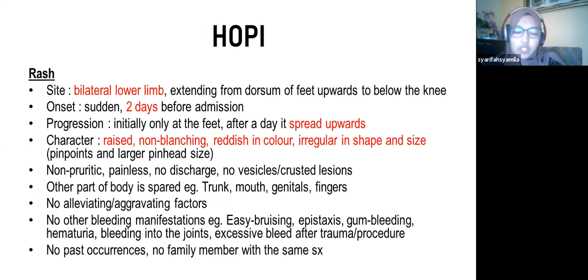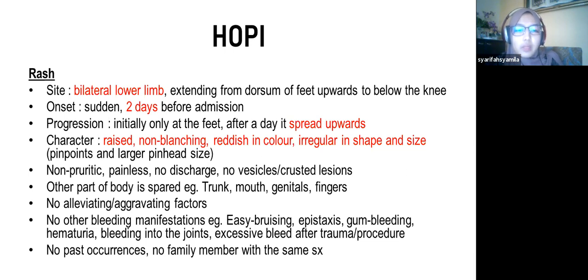The character of the rash is described as raised, non-blanching, reddish in color with irregular shape and size, where the mother described some being pinpoint and some being a larger pinhead size. The rash was non-pruritic, painless, with no discharge and no vesicles or crusted lesions. The other parts of the body, for example the trunk, mouth, genitals and fingers, are spared. There were no alleviating factors. The mother did not apply any ointments to the rash, and there were also no aggravating factors.